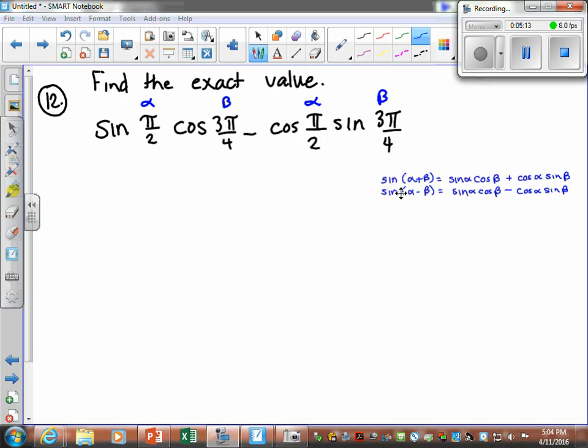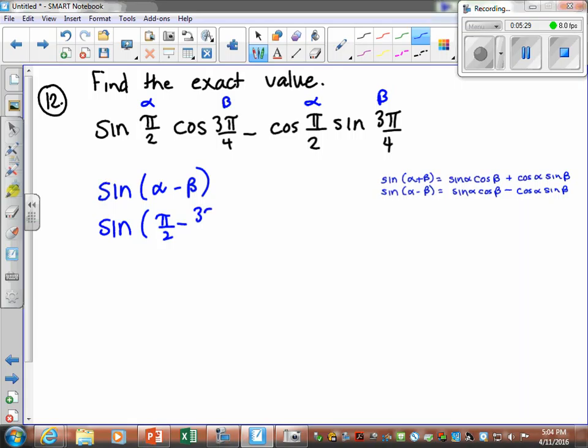Okay, looking at these two sine formulas, we can see there's a subtraction in the middle, so we're working with this bottom one. So it's sine alpha minus beta. If we plug in our values for alpha and beta, that's going to be pi over 2 minus 3 pi over 4. Get a common denominator right there and simplify. That's going to give us actually a negative pi over 4.